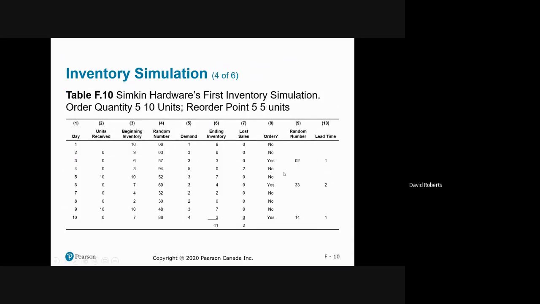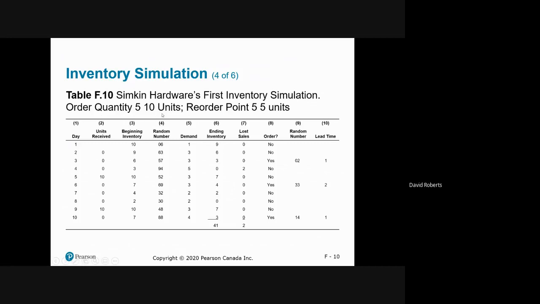So I'll go through this in more detail when I show you an example from the book. But in this particular case, you have a reorder point of 5, and you're going to order 5 units. So the reorder point is 5. The quantity order is 10.